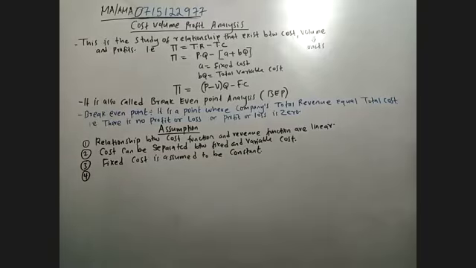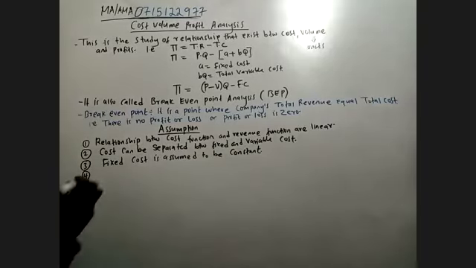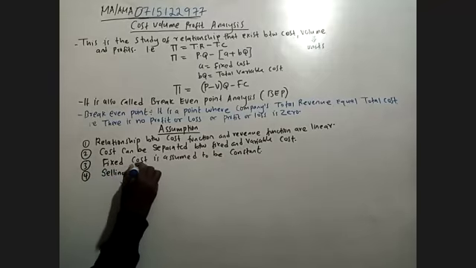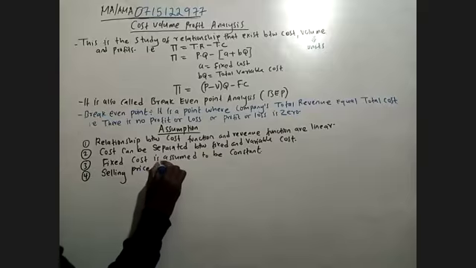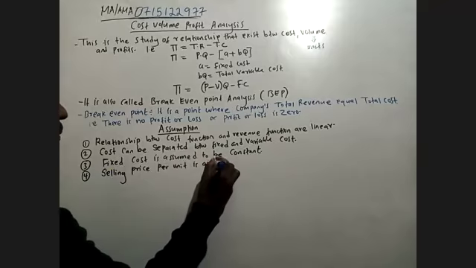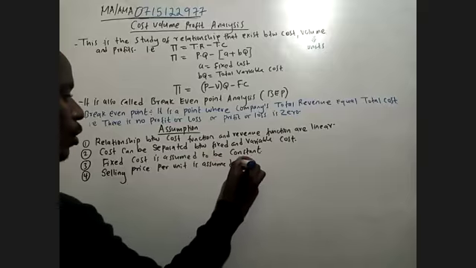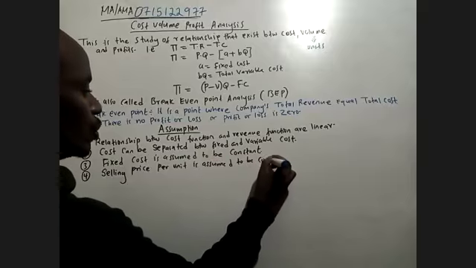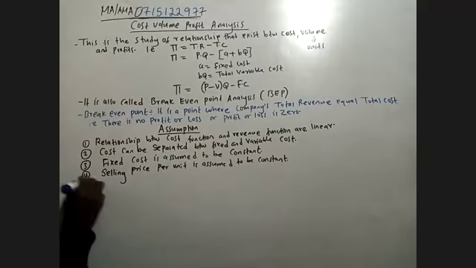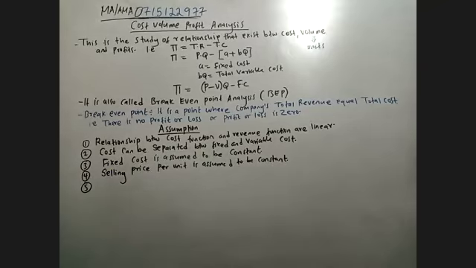Number four, talk about selling price per unit is also assumed to be constant. Selling price per unit is assumed to be constant. So it's not changing. So from January to December is assumed to be constant.